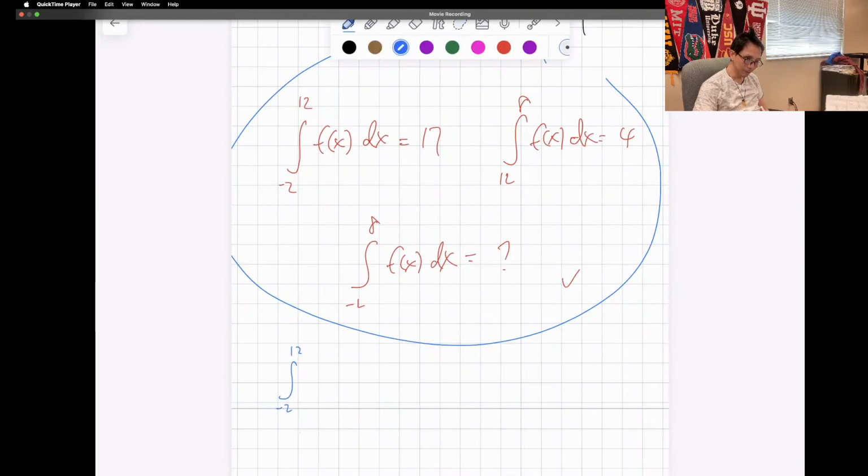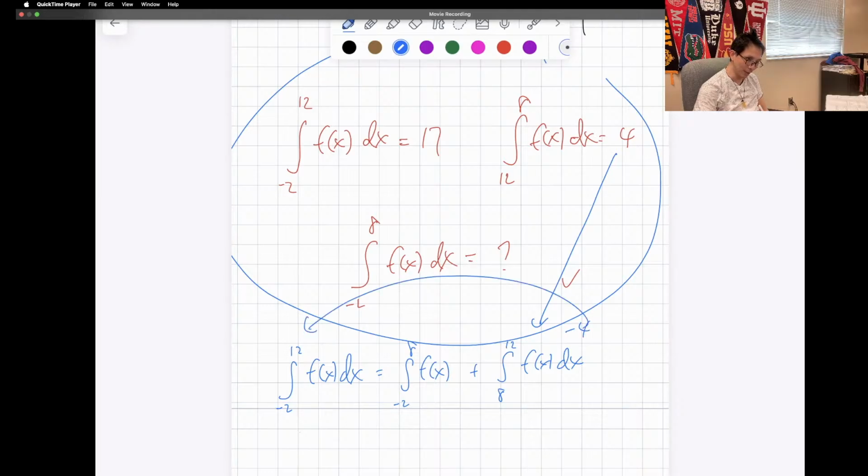So I write it out, right? Oh, because I added. So this is a 4. This is going to be what? -4, right? And if you move it to the other side, so this is 17 plus 4 is equal to the integral from -2 to 8 of f of x dx. So if I write the additive interval property out, then now we get it right.